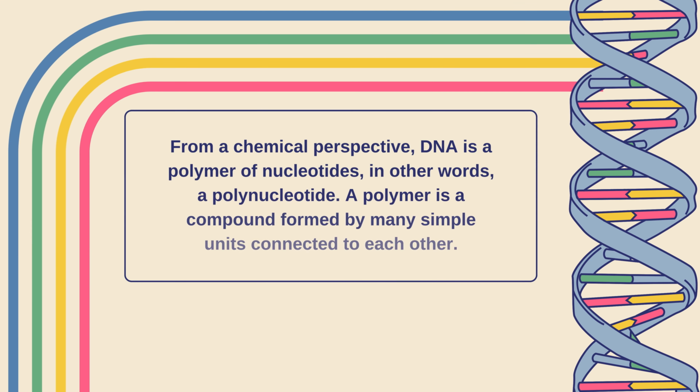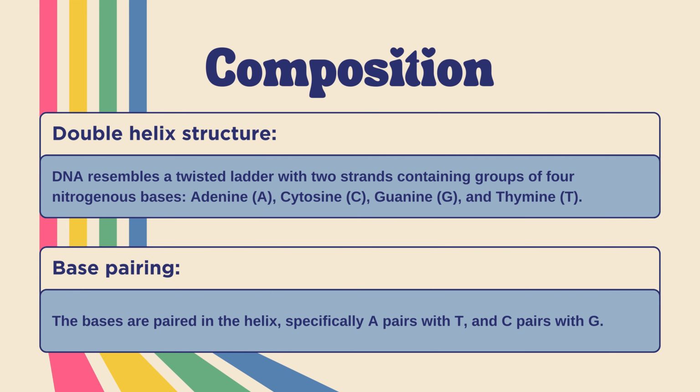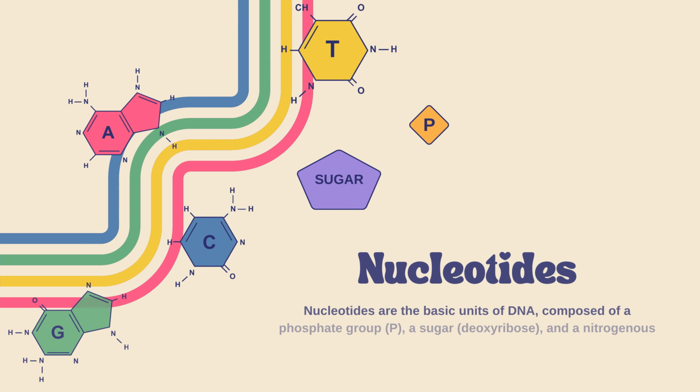From a chemical perspective, DNA is a polymer of nucleotides, in other words, a polynucleotide. A polymer is a compound formed by many simple units connected to each other. Composition. Double helix structure. DNA resembles a twisted ladder with two strands containing groups of 4 nitrogenous bases: adenine, A, cytosine, C, guanine, G, and thymine, T. Base pairing. The bases are paired in the helix, specifically A pairs with T, and C pairs with G.